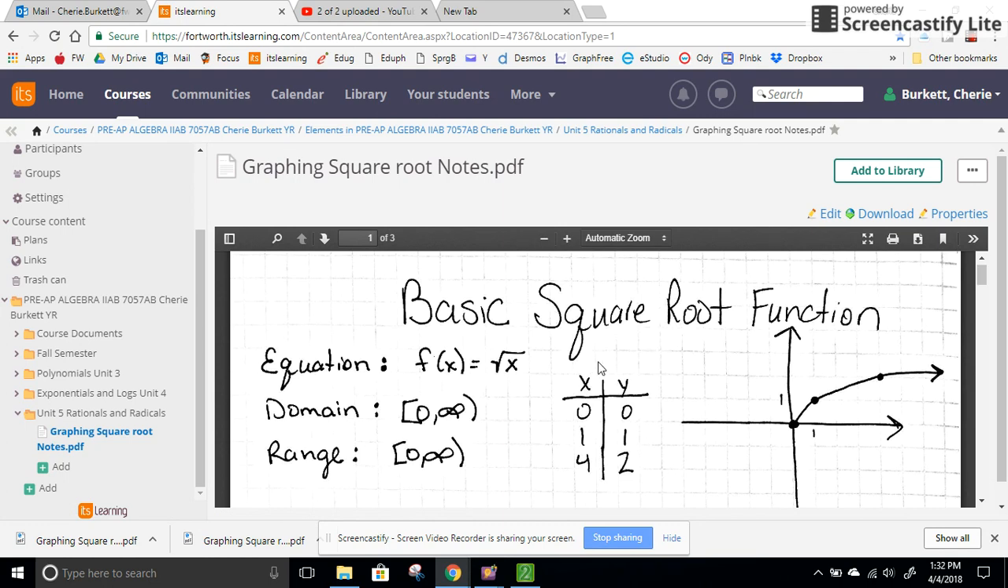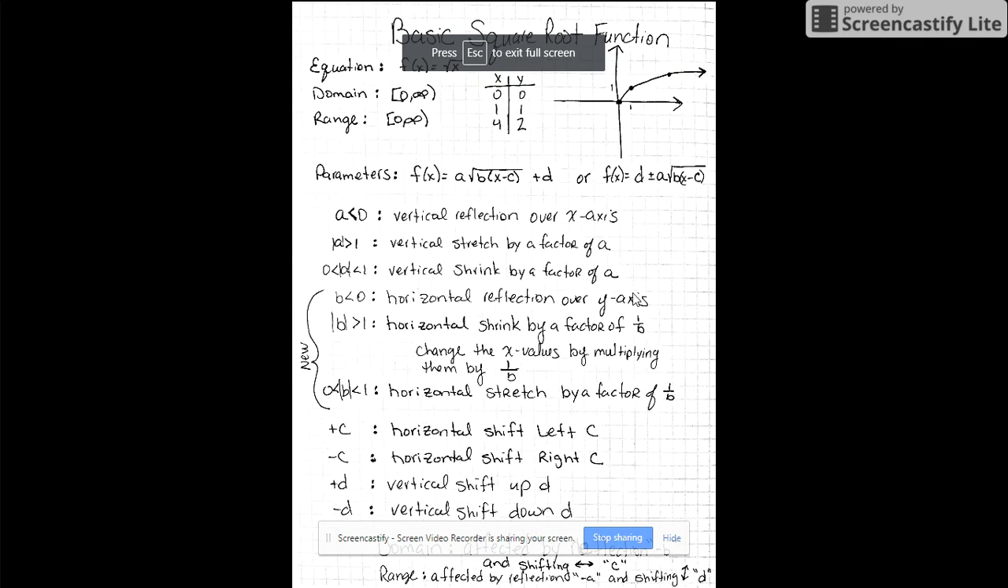If rewriting them down again makes you learn it better, then please put it in your journal. If you can read my notes and follow along with this video without having to write it down, then that's okay too. But this page of notes is describing two things. One, it's telling you the basics of a square root function.